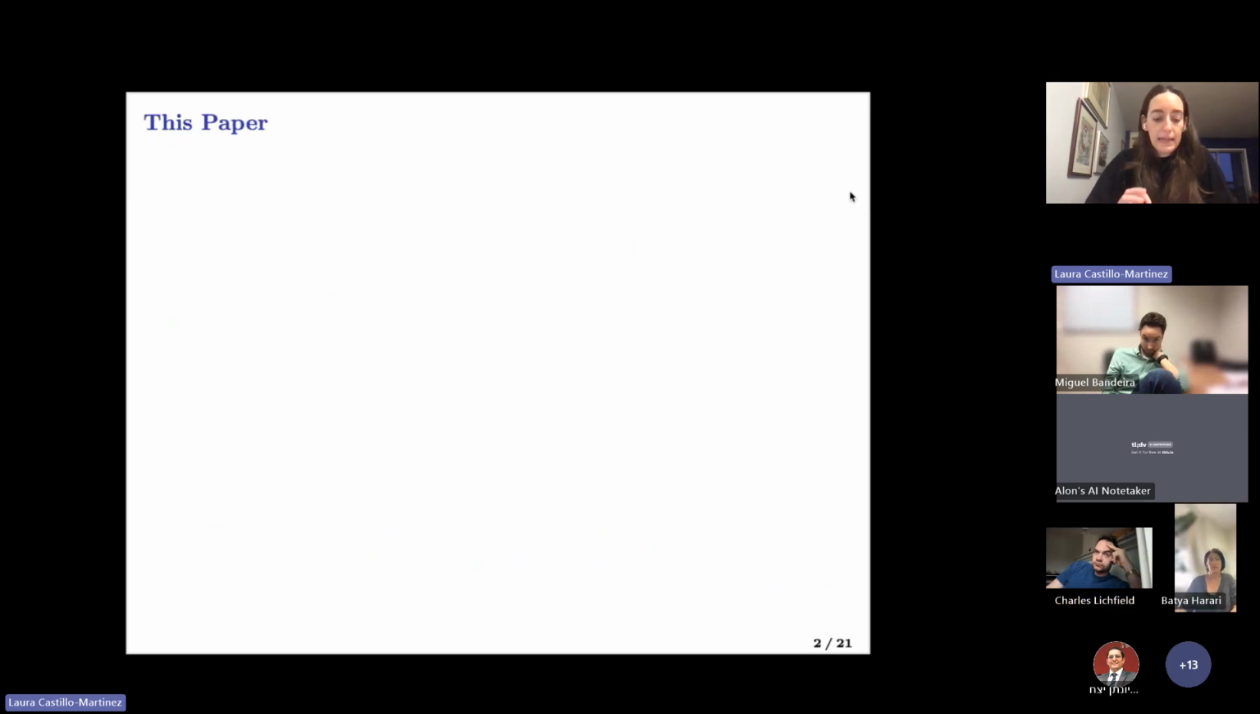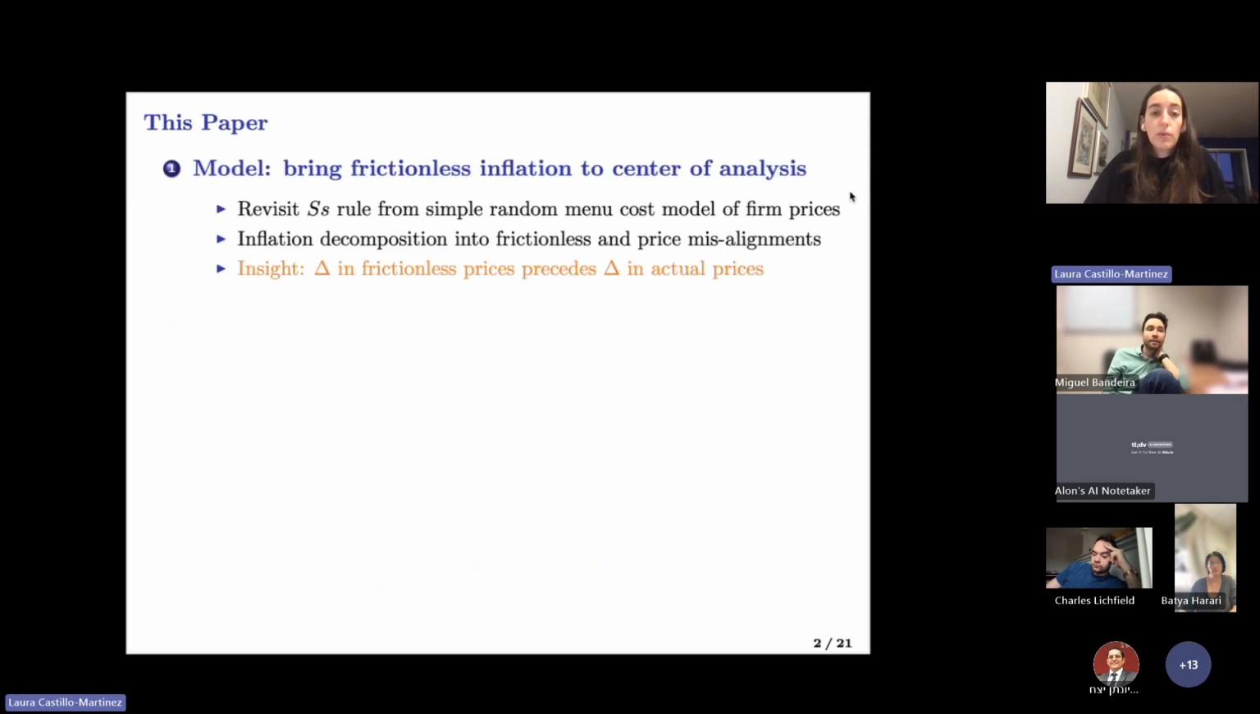We see the paper as structured around three main components, and this also follows the outline of the talk. First of all, we're going to go back to a very simple and standard model of price setting, a random menu cost model, and bring frictionless inflation to the center of the analysis. We're going to do this by revisiting the optimal pricing rule that results from this model, what we call the SS rule.